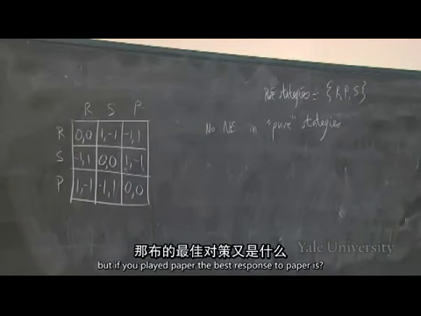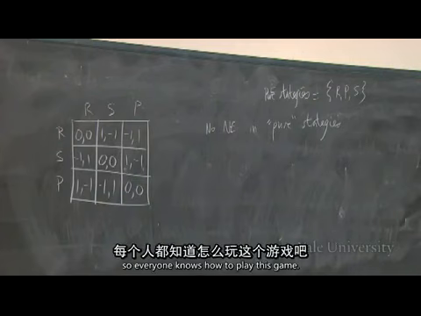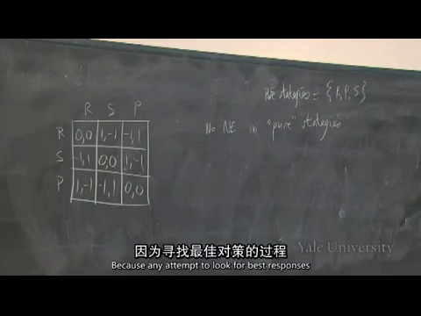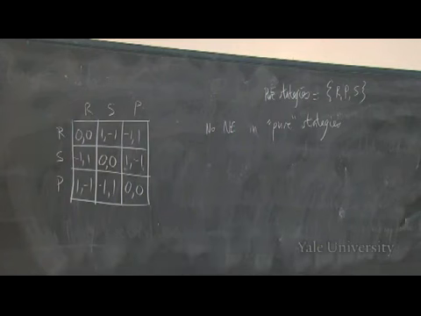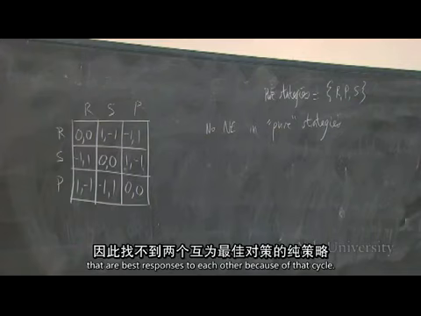But if you played paper, the best response to paper is... and the best response to scissors is... okay, so everyone knows how to play this game. So clearly there's not going to be a pure strategy Nash equilibrium, right? Because any attempt to look for best responses that are best response to each other is going to lead to a cycle. Everyone see that? There's no hope of finding two pure strategies that are best response to each other because of that cycle.